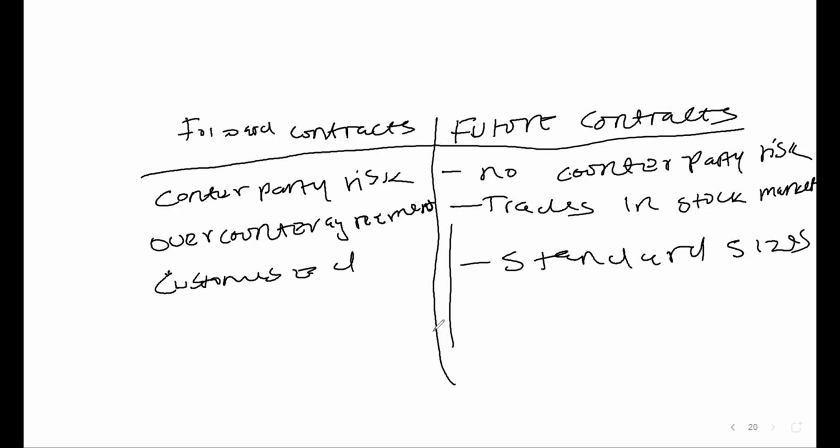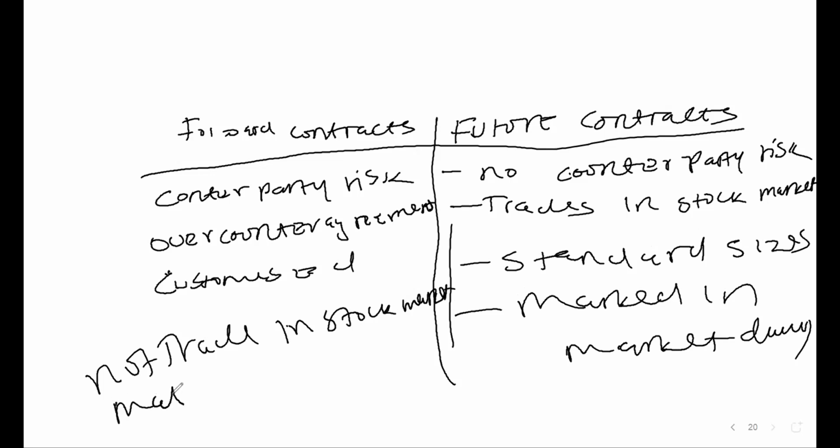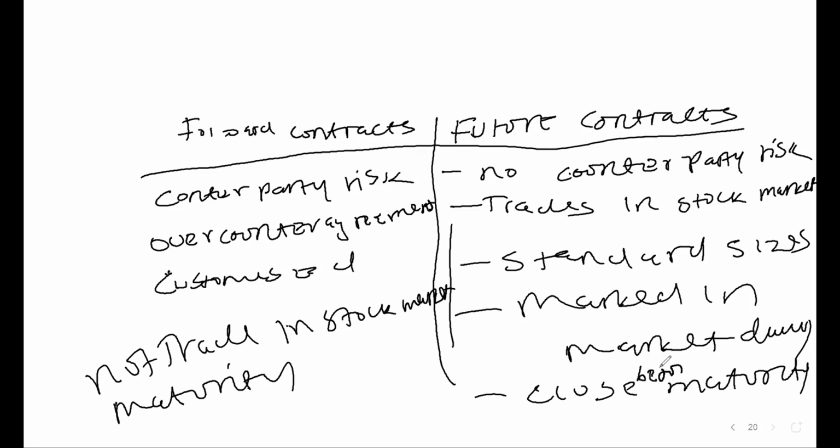This is what we call marks in the market. That is that it has a price in the market every day, marked in market daily. Unlike this one, which does not trade in stock market. Then the last one, this one you have to wait until maturity date for you to exercise it. This one you can close before maturity. The example I was giving, you can buy a future of June but dispose it in May. So those are the differences between the two.